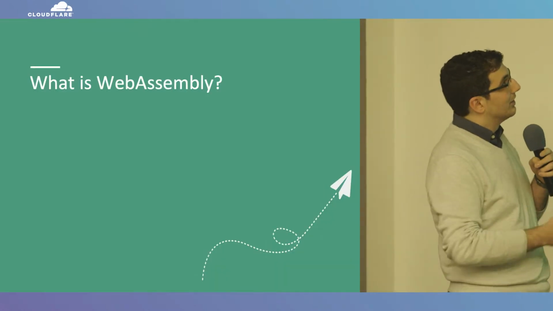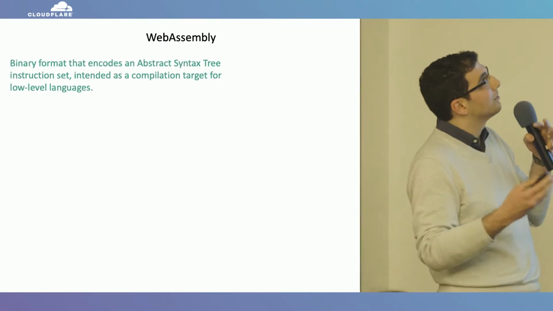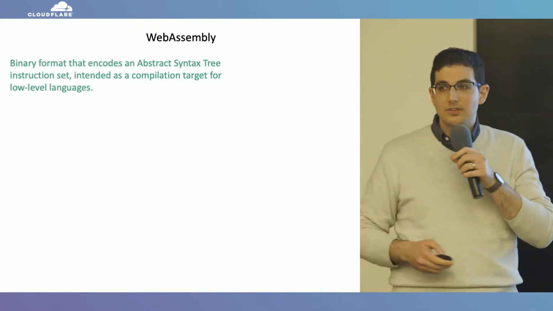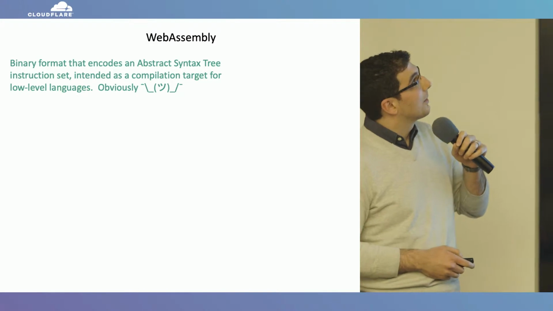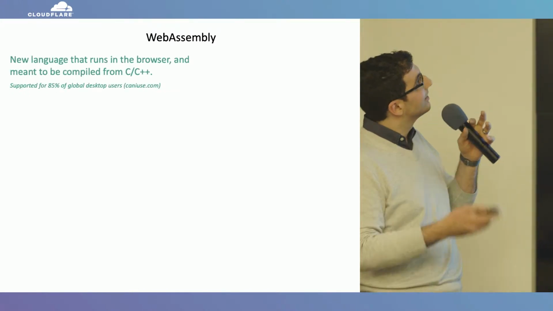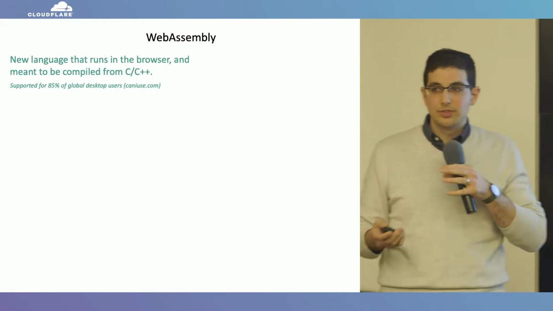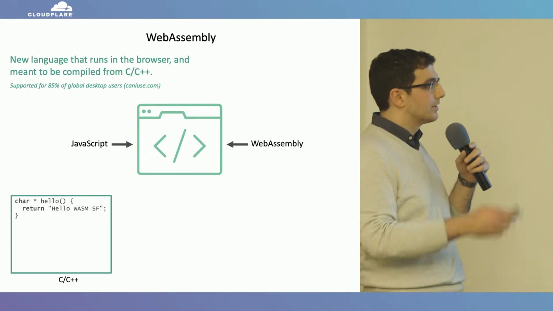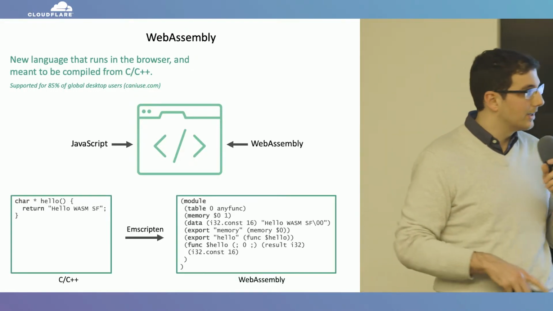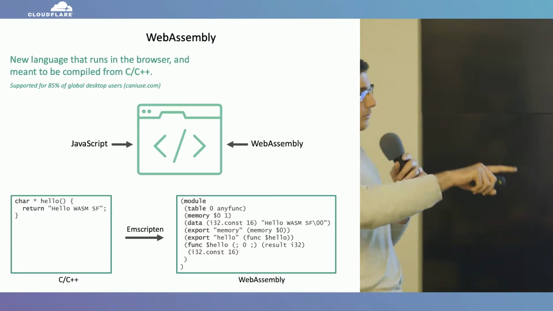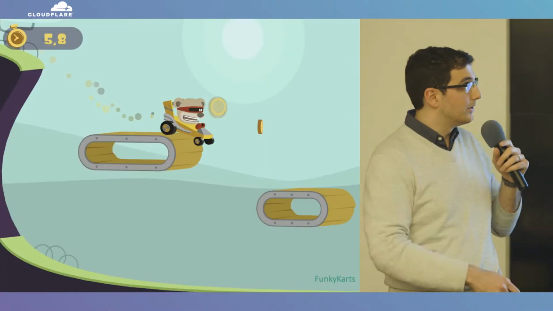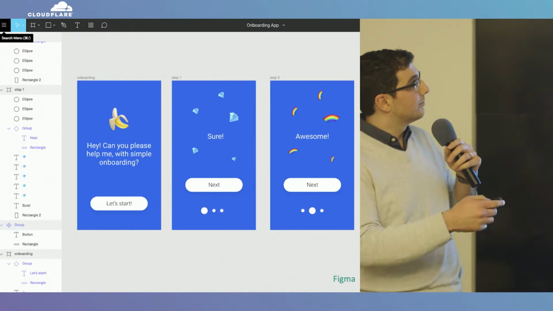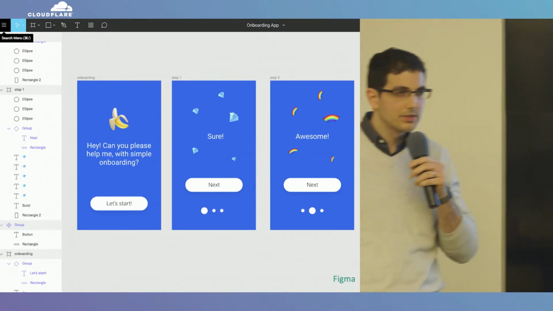So in a nutshell, WebAssembly is simply a binary format that encodes an abstract syntax tree instruction set intended as a compilation target for low-level languages, obviously. Now, let's do this again, but in English. It's really just a new language that is capable of running in the browser alongside JavaScript and lets you do things like take existing code written in other languages and compile them using tools like Emscripten to WebAssembly. So far, it's been used for things like gaming, porting simulations and 3D animations, and porting entire desktop applications to the web. So it's been super powerful.